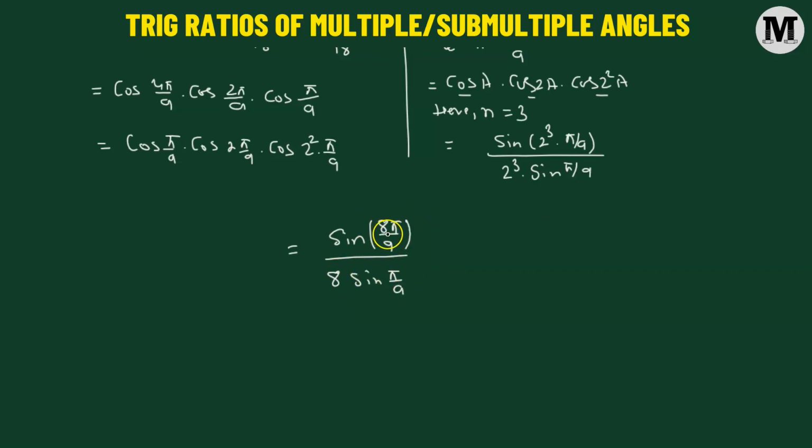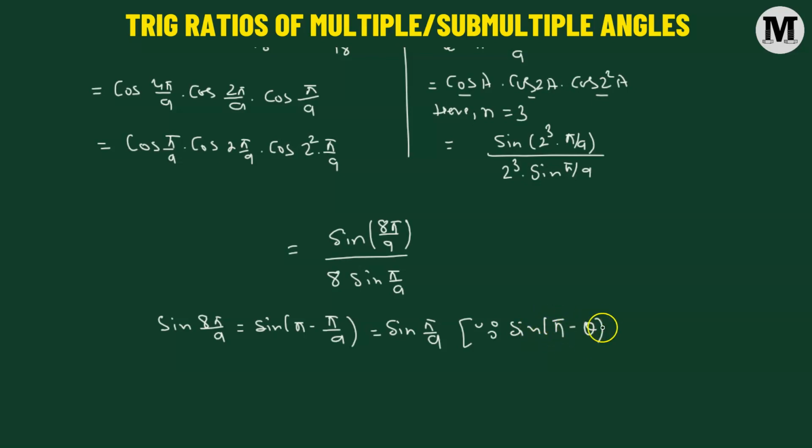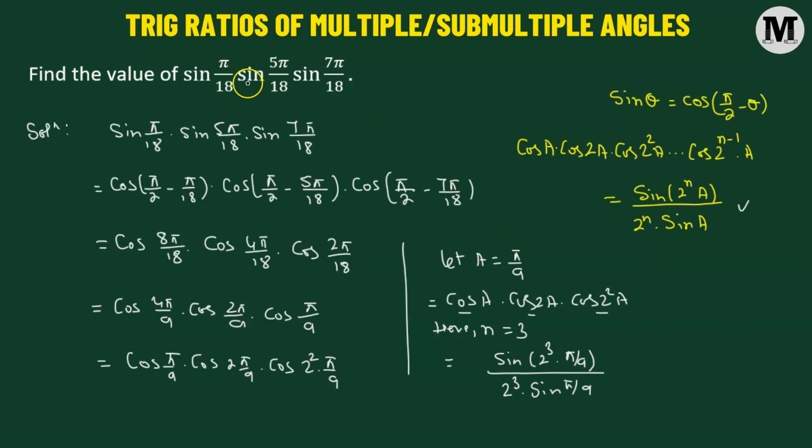However, we can simplify sine 8 pi over 9. We know for a fact that sine 8 pi over 9 can also be expressed as sine of pi minus pi over 9. This will be equal to sine pi over 9, because we know that sine of angle pi minus theta corresponds to positive sine theta. In our case, theta is pi over 9, which means the numerator and the denominator are exactly the same thing, so this amounts to 1 over 8. That means the value of sine pi over 18 times sine 5 pi over 18 times sine 7 pi over 18 will be equal to 1 over 8.